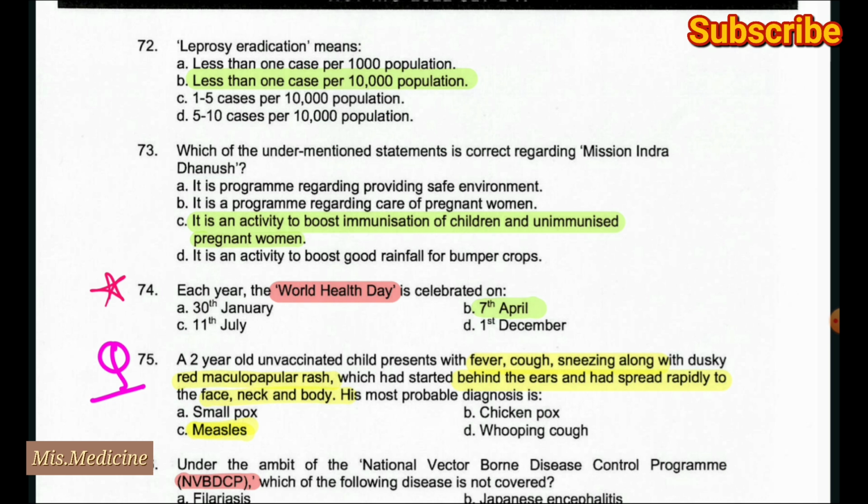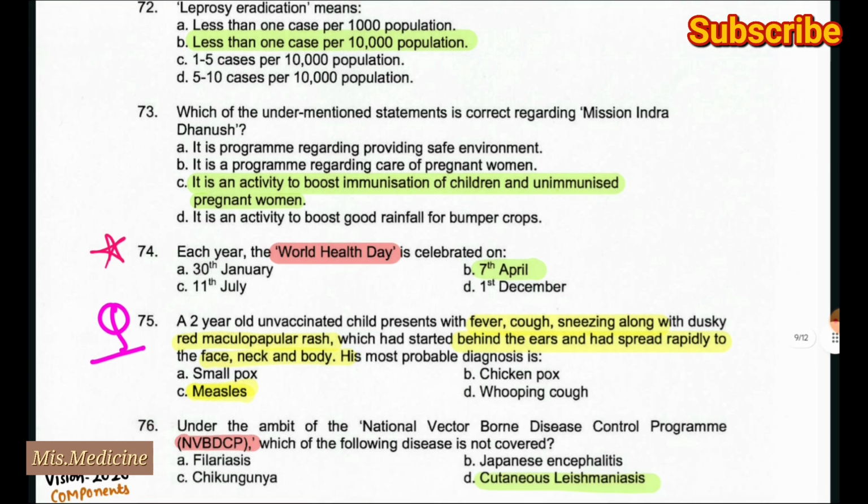75th question: a 2-year-old unvaccinated child presents with fever, cough, sneezing, along with a dusky red maculopapular rash, which had started behind the ears and had spread rapidly to the face, neck, and body. His most probable diagnosis is measles.